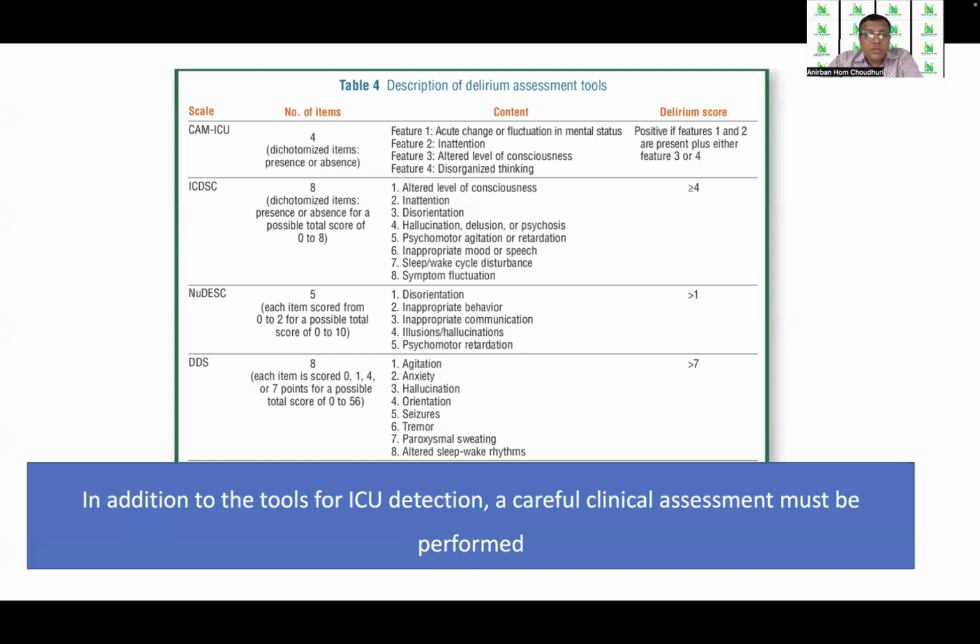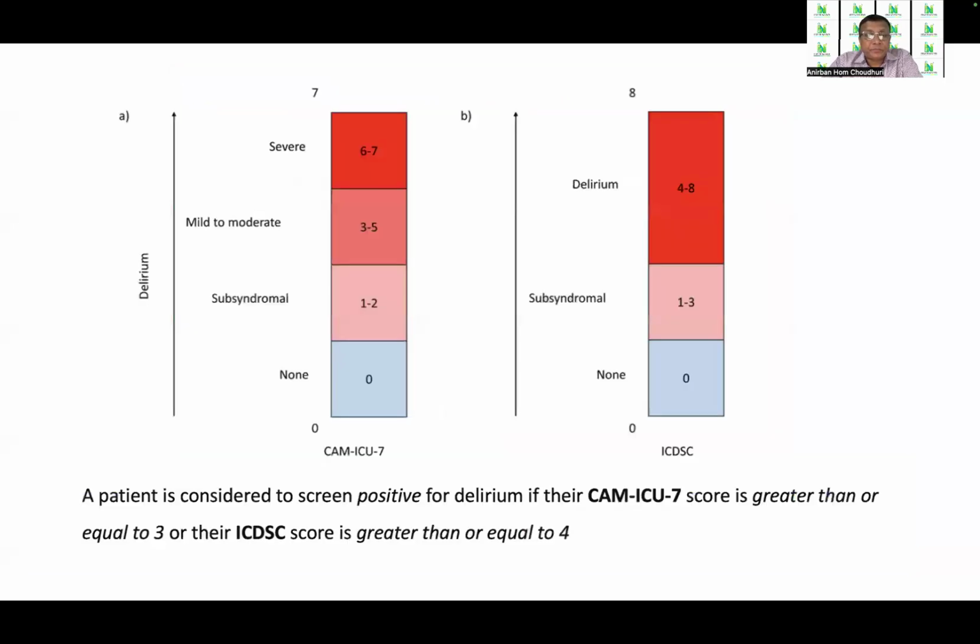But in addition to these tools for ICU detection, a careful clinical assessment must be performed because the cause responsible for delirium should be identified and treated. So if the cause is missed, then even identification of delirium will not lead to its adequate treatment.